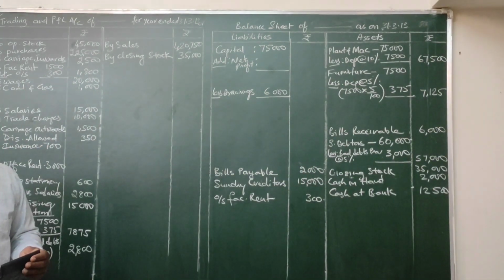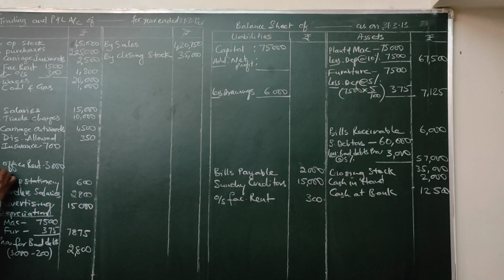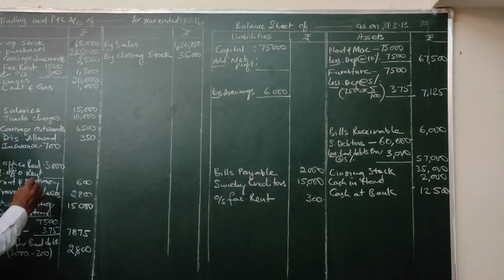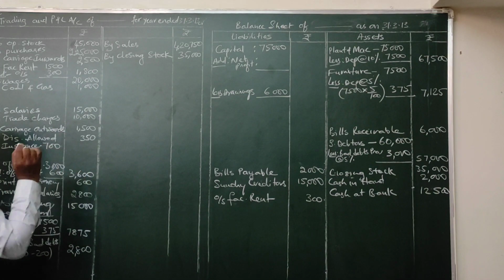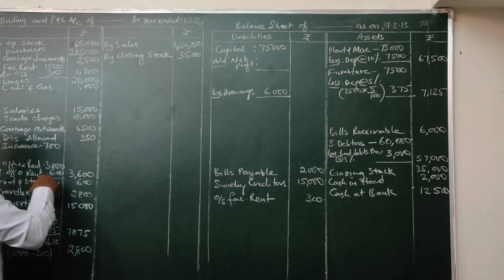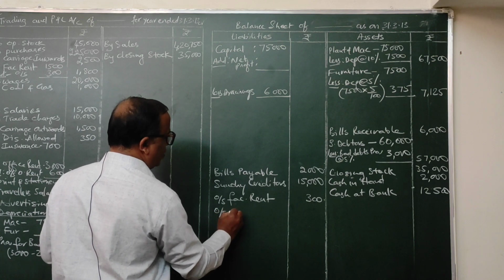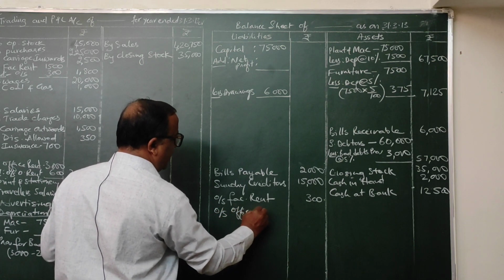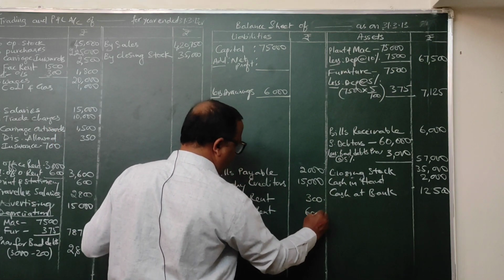Similarly, outstanding office rent we are having. So add to office rent. How much is it? Here it is given as 600. So add 600 to this. So 3,600 you are going to debit here. This outstanding rent, once again, is a current liability. So you are going to write on the liability side: outstanding office rent, 600.